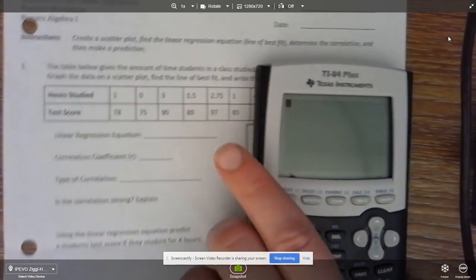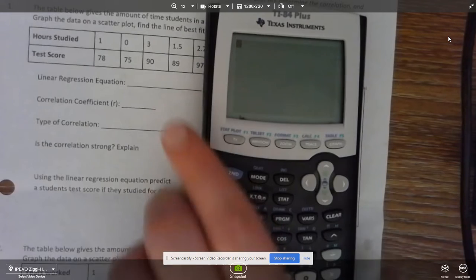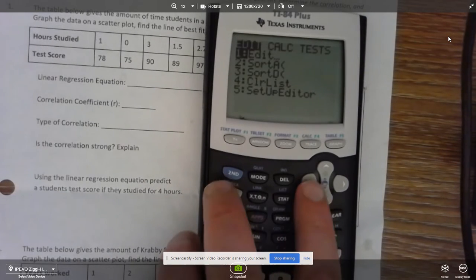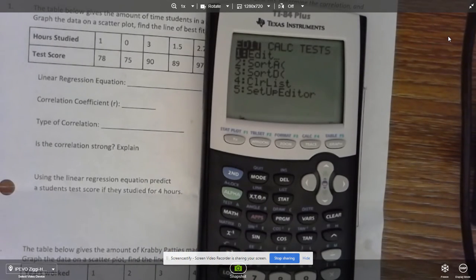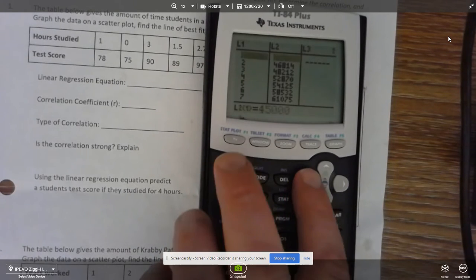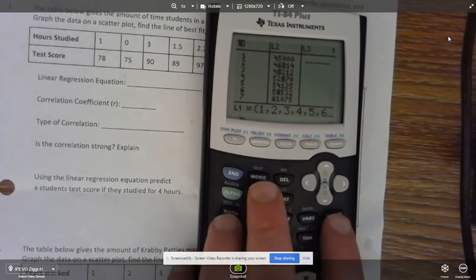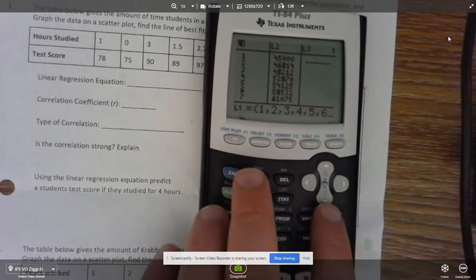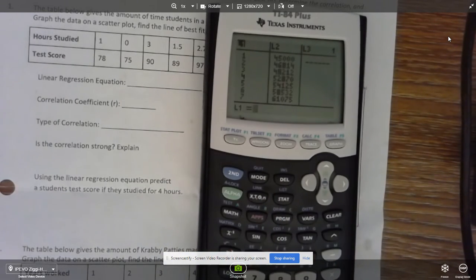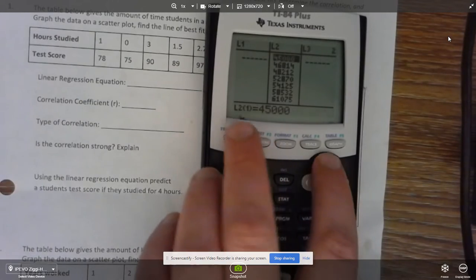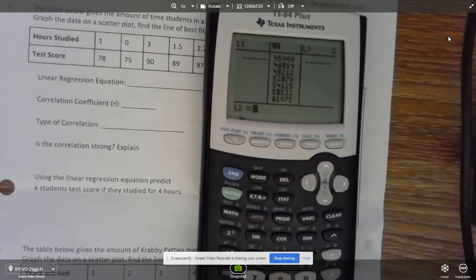Okay, so let's go ahead and hit the stat button and then choose edit. So you see I have numbers in L1 and L2, so what I'm going to do is go up to highlight L1 and hit clear and then enter. And then I'm going to go up to L2, do the same thing, hit clear and then enter.